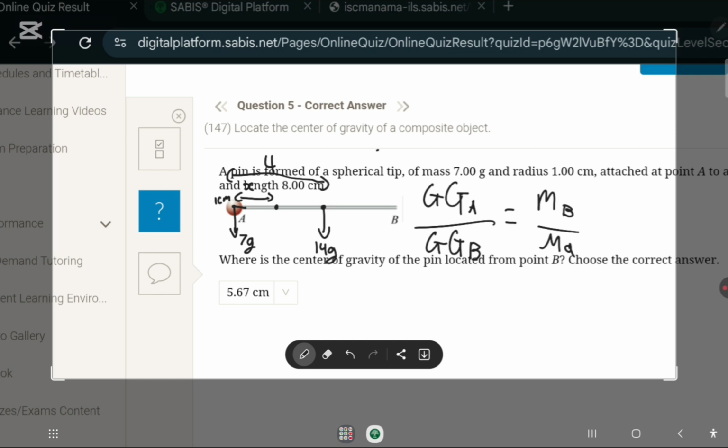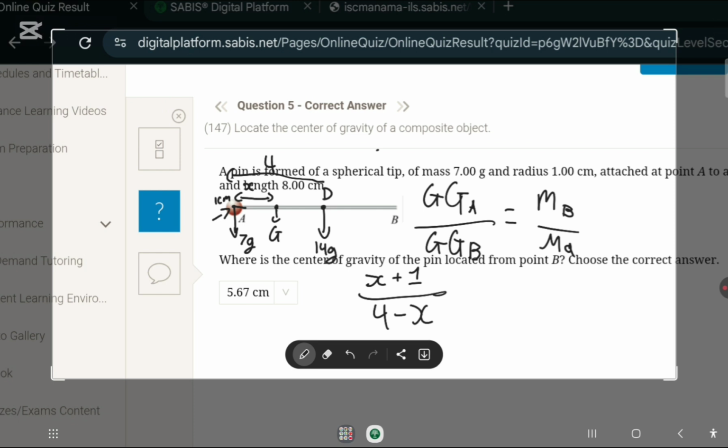So GG means the distance from the gravitational center, the center of gravity from A, and the gravitational center distance from B. So here we said from A to point G is x plus 1, because we're taking it from this point, over 4 minus x, because from here to there is 4, and we want the distance from point D to G.